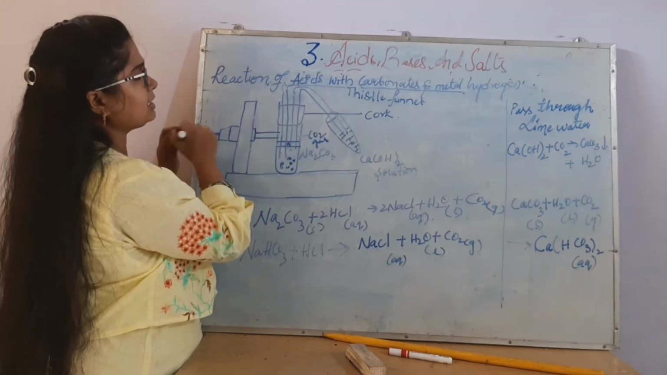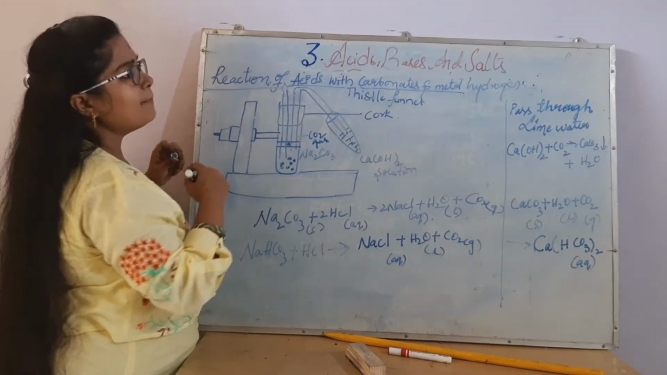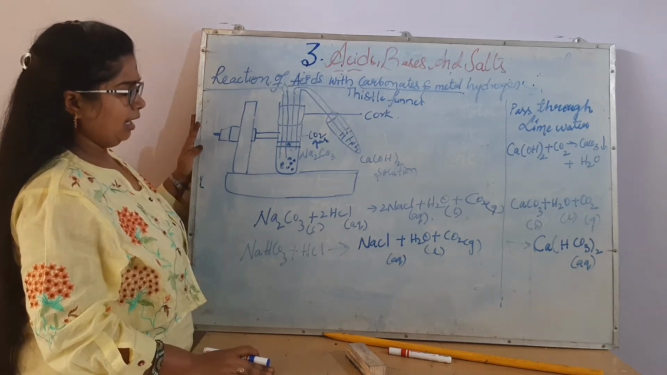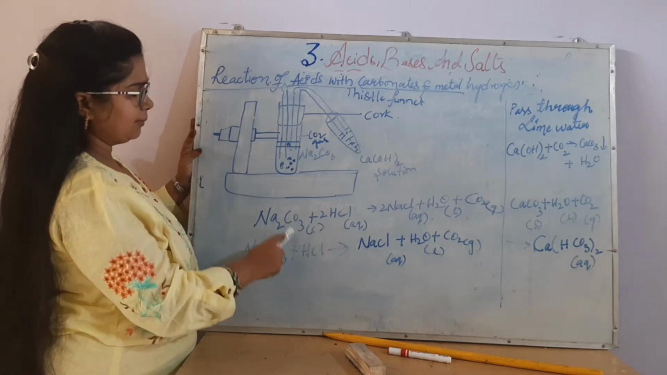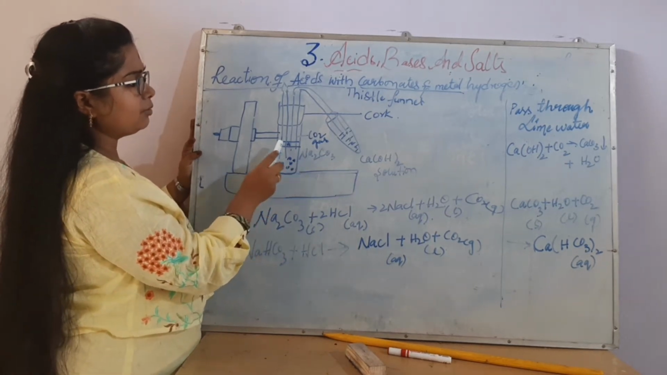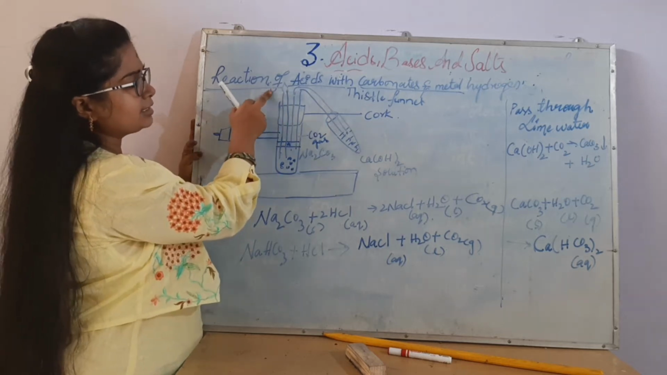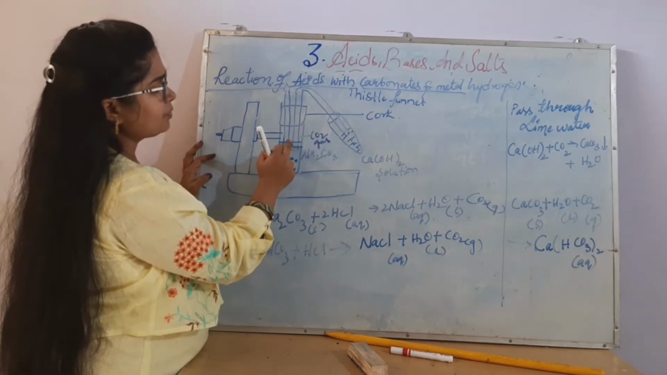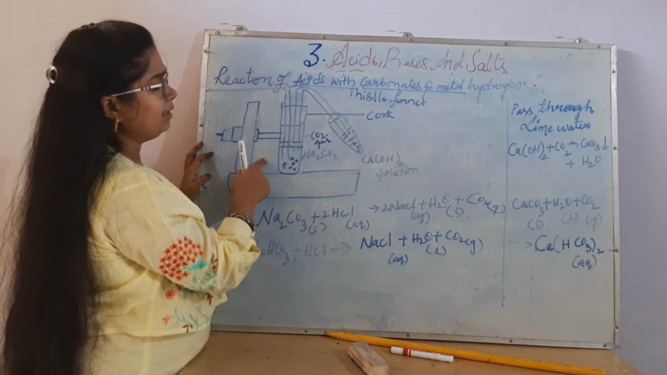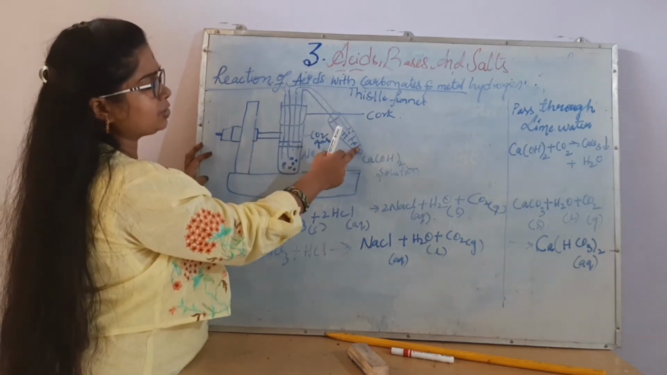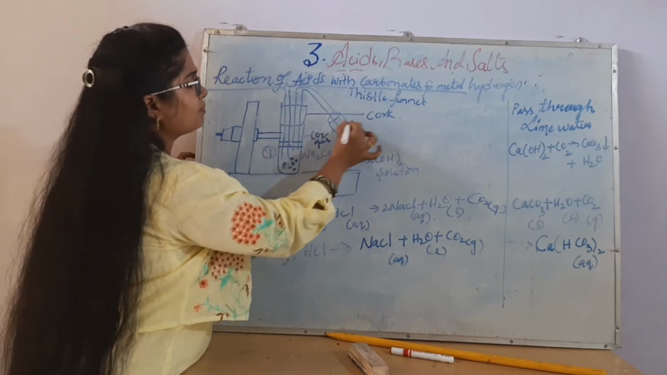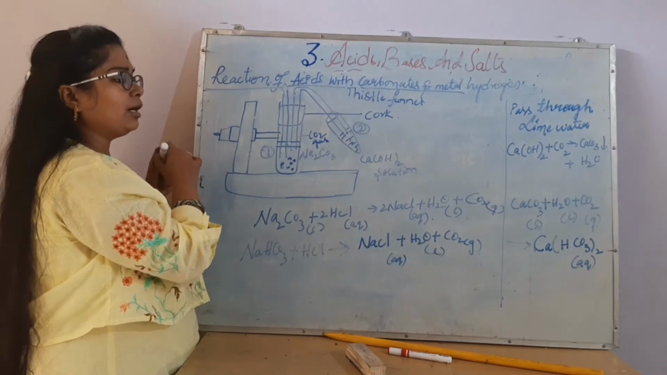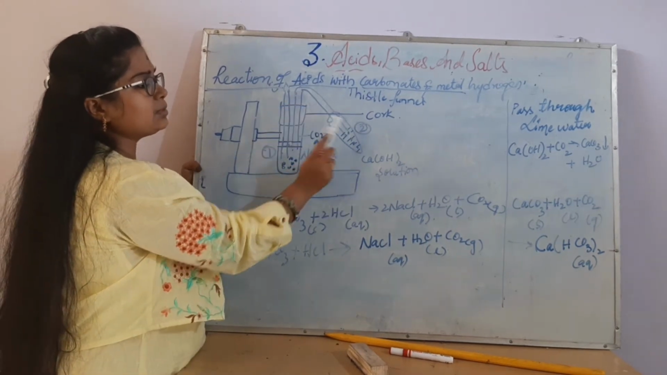And see, reaction of acids with carbonates and metal hydrogen carbonates. Let us see. Na2CO3 is a carbonate. Na2CO3 is added, with a thistle funnel, the retort stand, and two test tubes, A and B. From test tube 1 to test tube 2, here Ca(OH)2, calcium hydroxide, is there. Whatever gas is released is passed to this.